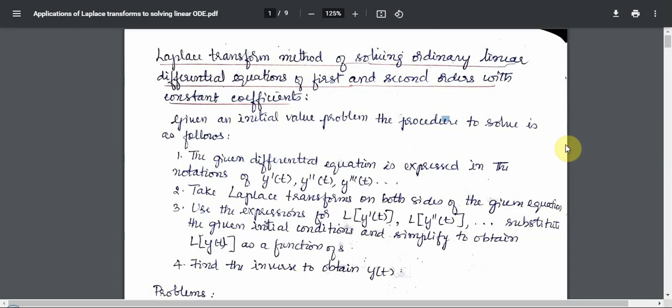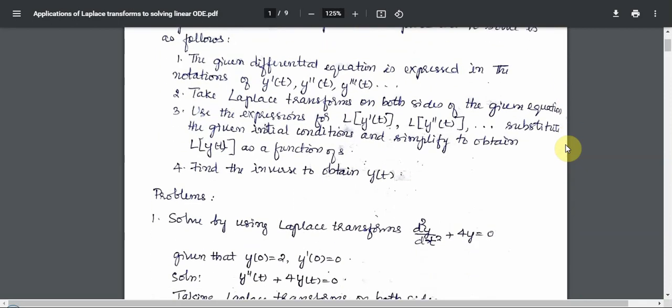Welcome back. The last topic we have is using the methods of Laplace transform to solve linear ordinary differential equations of first and second order with constant coefficients. That means it will look like this. I will show a differential equation. It is linear with constant coefficients.